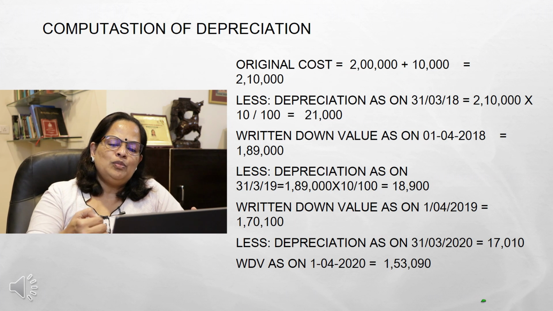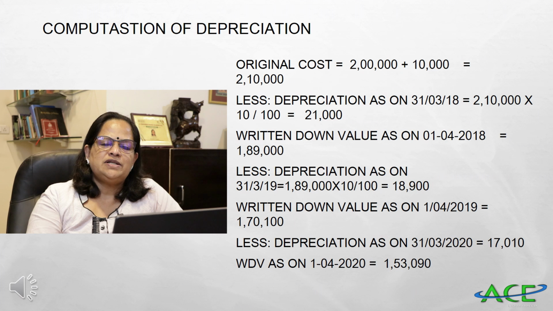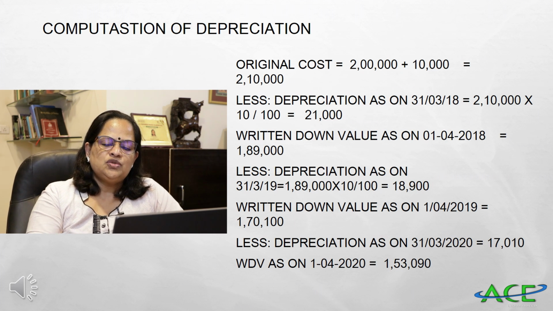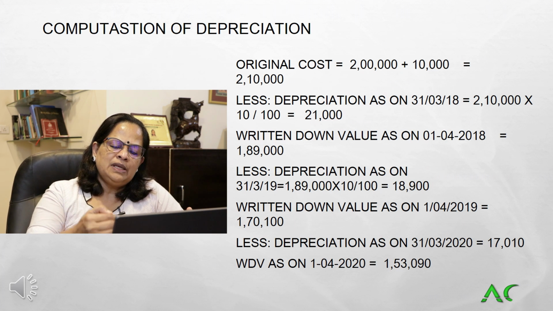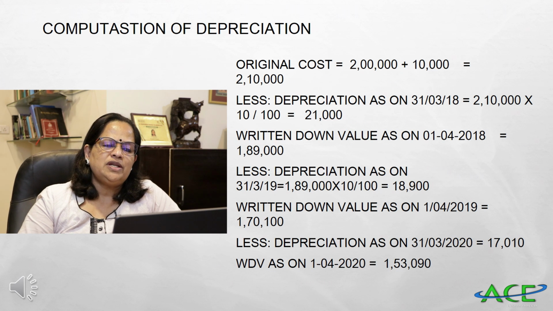Now the written down value, 1,89,000 minus 18,900. So you will get written down value as 1,70,100. Now on that value 10% we will calculate depreciation. So that is 17,010. So written down value as on April 1st 2020 is 1,53,090.